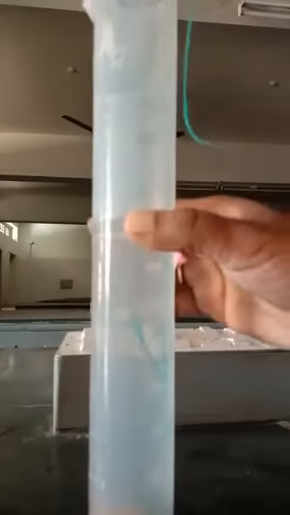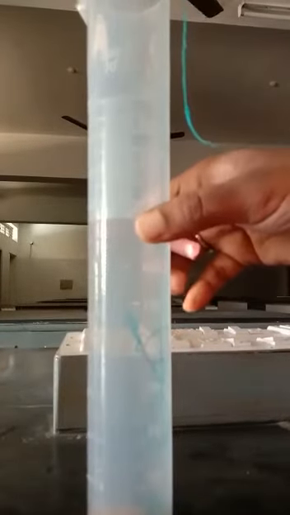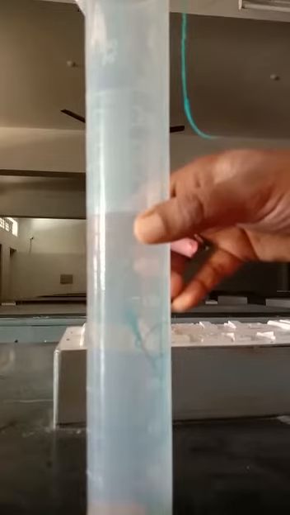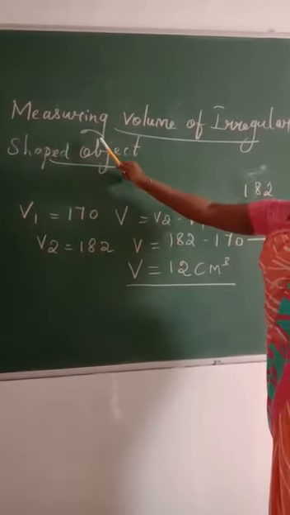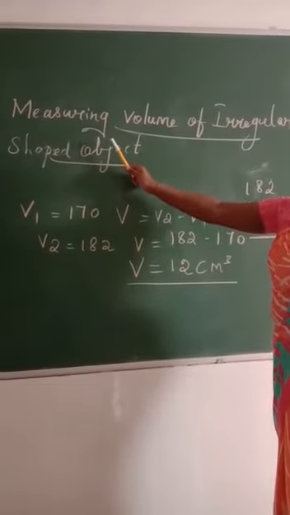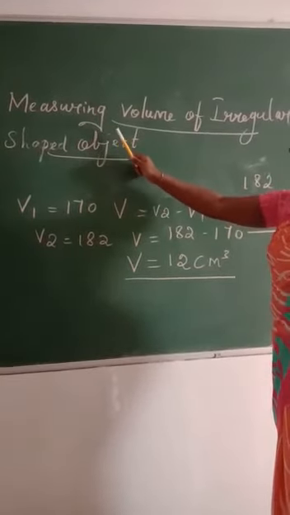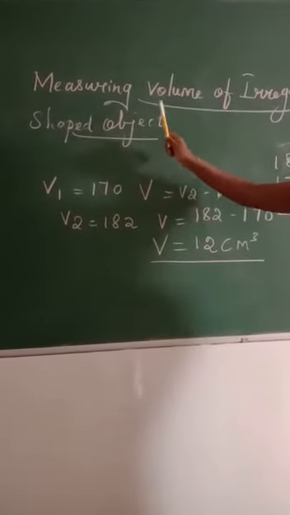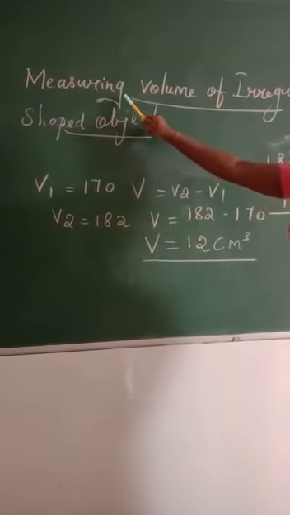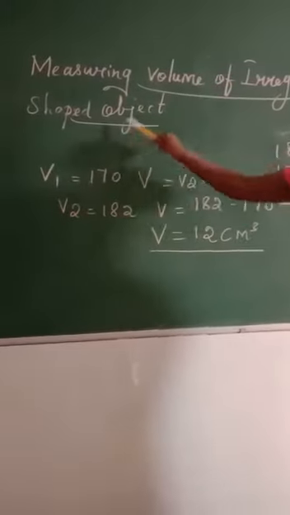You can find the V2 value: 170, 172, 174, 176, 178 and 180, and the answer is 182. So the water level here is 182. From this, we have now noted the value of V2. What is the V2 answer? 182. Now the calculation part. We have just seen the procedure for measuring the volume of an irregular shaped object, right? With the help of that, we are going to calculate. That is the mathematical operation, as I told you.